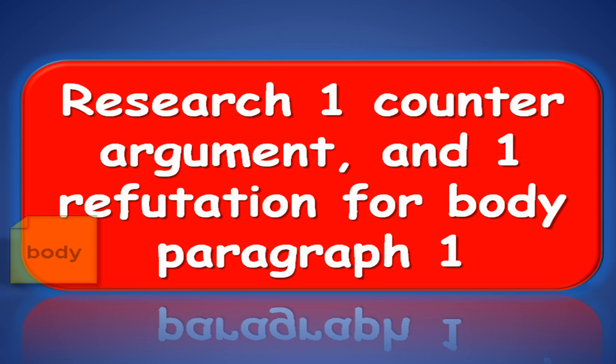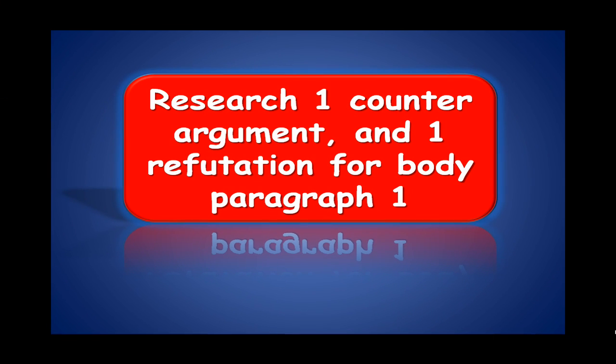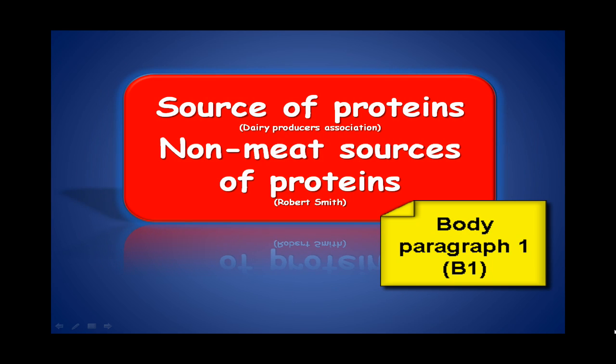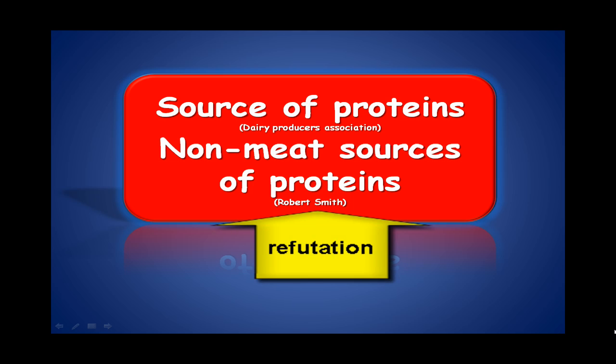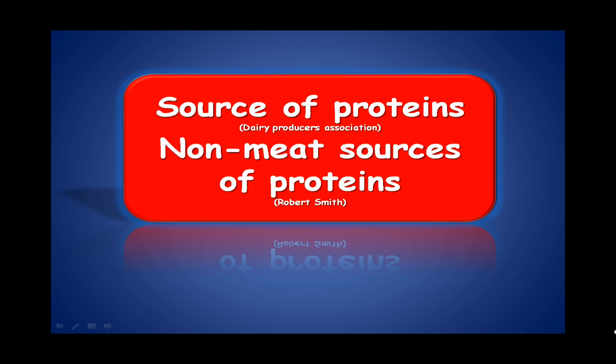Then you'll be coming on to the body, and body paragraph 1 will consist of a counter-argument and a refutation, and you will need to do some more research. See if you can find in your reading of books or journal articles 1 counter-argument and 1 refutation for body paragraph 1. Here are some examples. For the counter-argument, perhaps the Dairy Producers Association wants to argue about the meat being the source of proteins. And then you might find a Robert Smith who refutes this and can talk about non-meat sources of protein.